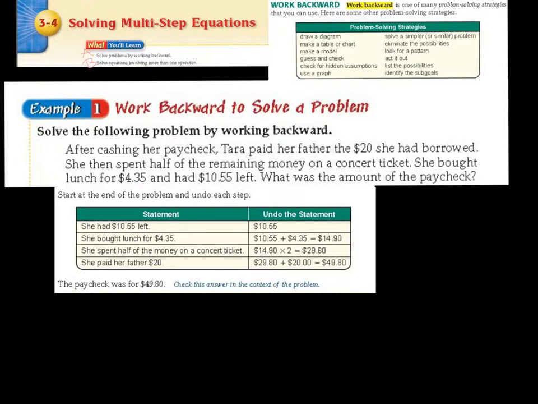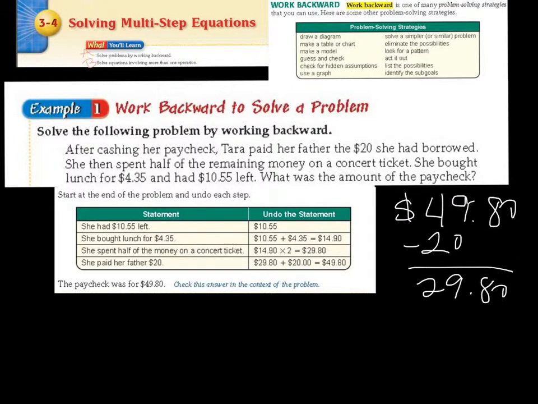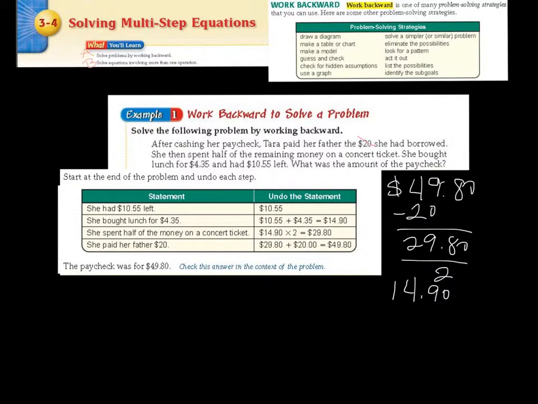Now, if we check this answer in the context of the problem and start at the beginning, we'd start with $49.80, and we're going to work it out and see if it works. Paid $20, so now she's got $29.80. Okay, so she paid the 20, that one's done. Then she spent half the remaining money on a concert ticket, so I want to divide that by 2. When I divide by 2, I get $14.90. So that takes care of the concert ticket. And then she bought lunch for $4.35. So if I subtract $4.35 from that, she has $10.55 left, which is what the problem said she'd have. Hooray, we win.